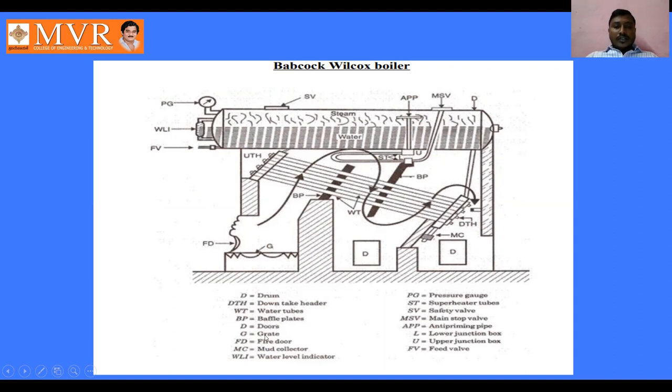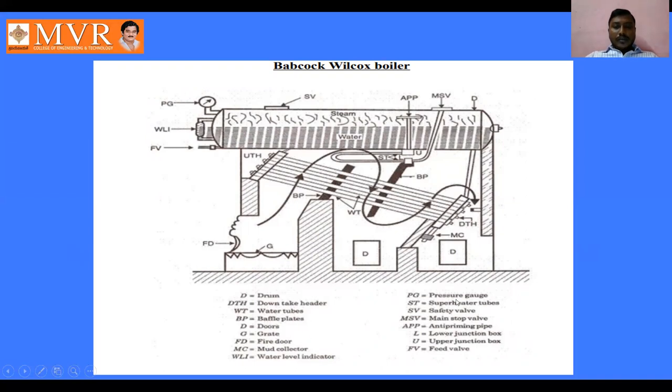And G means a grate, where we are going to do the combustion process. And FD is a fire door, where we are going to give coal onto the grate. See here, MC is a mud collector. The sedimentation which has been formed in the water is collected here by using this mud collector. And WLI means water level indicator. Water level indicator shows how much water is there in the boiler drum.